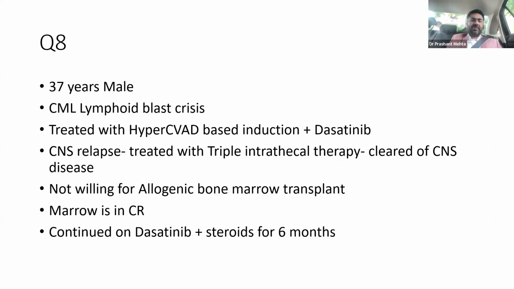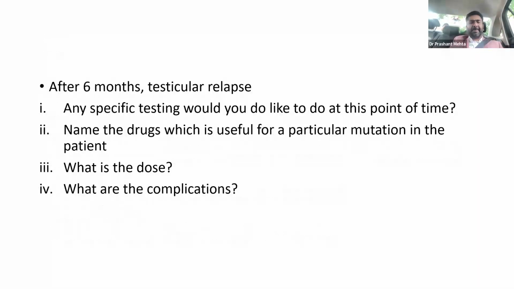A 37-year-old male with CML lymphoid blast crisis treated with hyper-CVAD and dasatinib, not willing for allo. He had a CNS relapse. Marrow was in CR but he did not get an allo. The patient was on dasatinib and steroids and subsequently had a relapse. In this slide, I think it mentions a testicular relapse, but let me change that to a marrow relapse. Next slide. After 6 months, he has a marrow relapse.